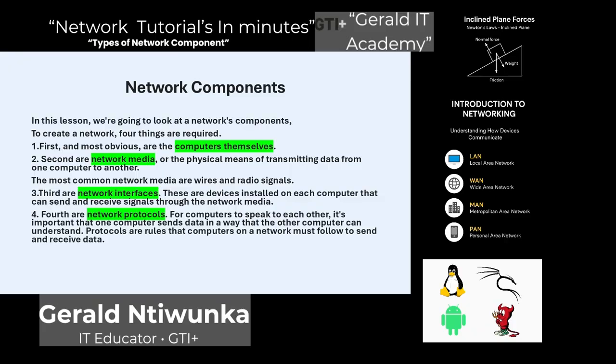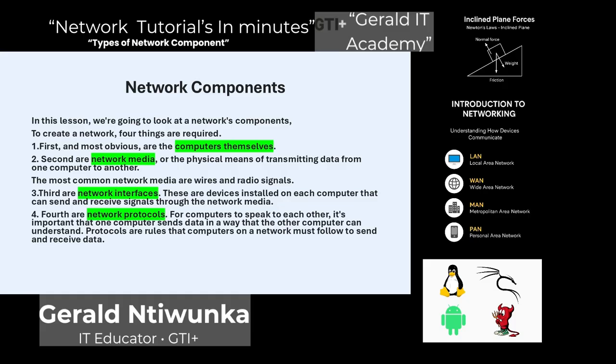Now, what are the network components that we are going to look into today? In this lesson, we are going to look at a network's components. To create a network, 4 things are required. Yes, 4 things are required. First, the most obvious are the computers themselves.